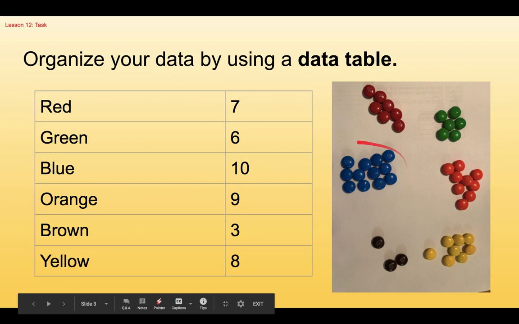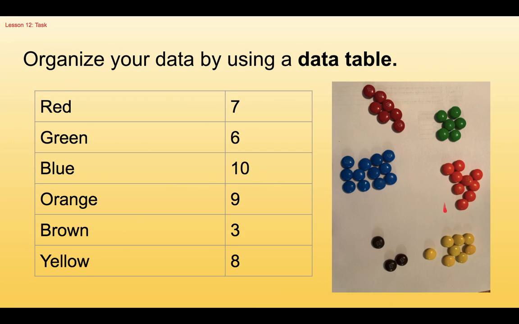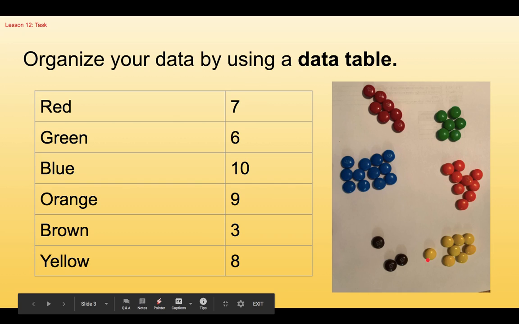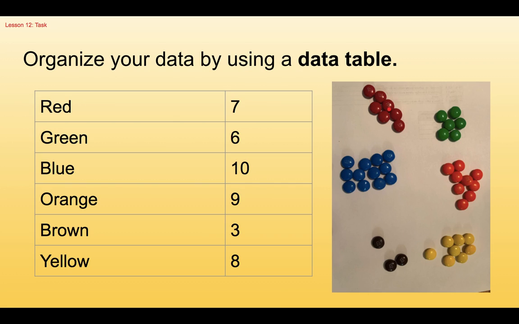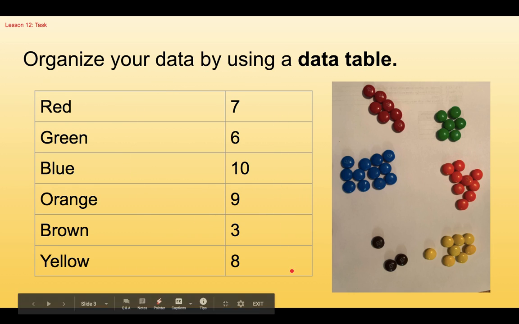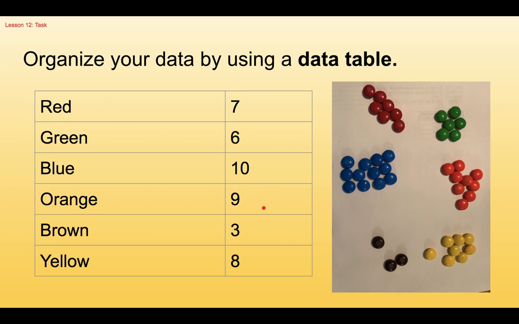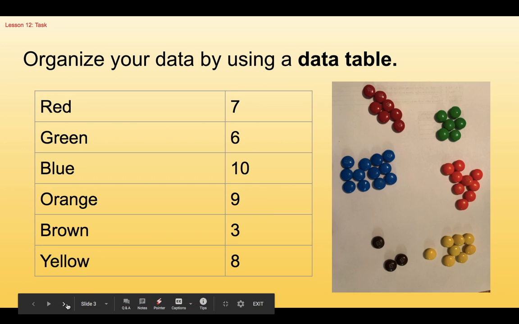So what I'm going to do is split them up by color, as you see here. Then I'm going to count them: 1, 2, 3, 4, 5, 6, 7. And I am going to put them into my data table, which is this. And this is how we organize our data because we're going to come back and use it later. So I sort and then I count each and then I record the number for each color here in a data table.